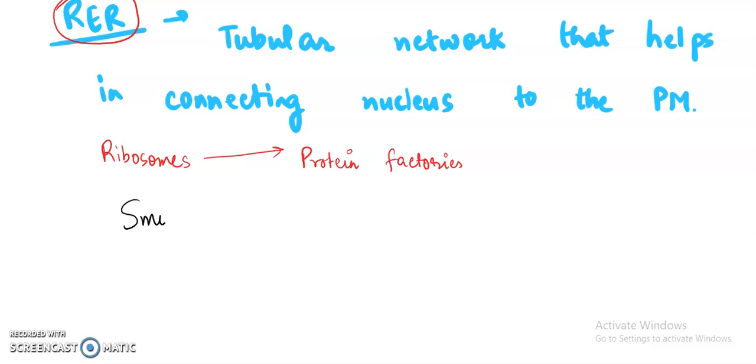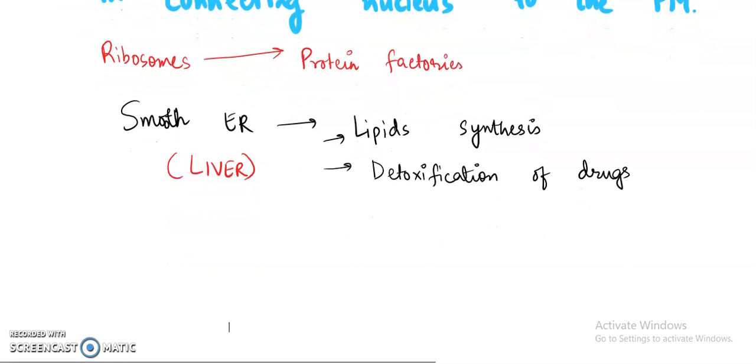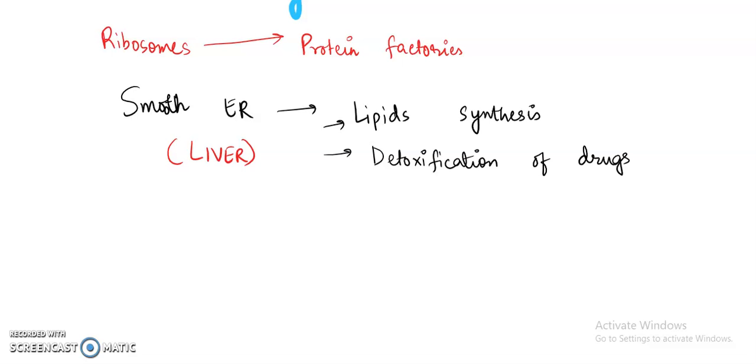Now we will talk about smooth endoplasmic reticulum. Smooth endoplasmic reticulum basically helps in the production of lipids. So lipid synthesis occurs because of the smooth endoplasmic reticulum, and another thing is that they also help in detoxification of drugs. Whatever drugs we take, detoxification, meaning to remove their toxicity, is the function of smooth endoplasmic reticulum, and smooth endoplasmic reticulum is greater in amount in the liver. Right? So this is the function of smooth endoplasmic reticulum and rough endoplasmic reticulum.